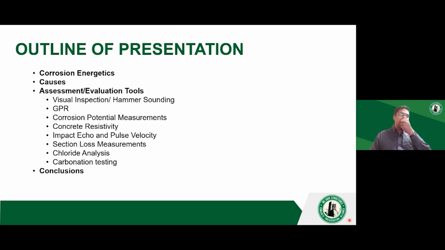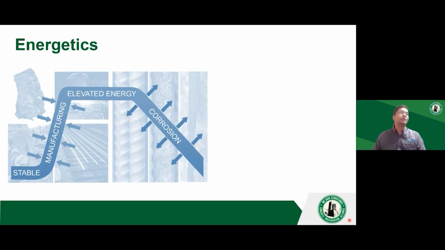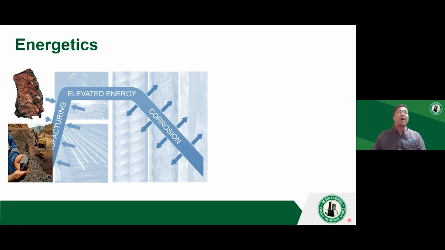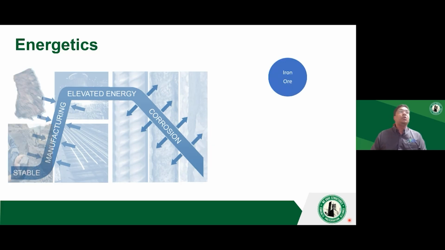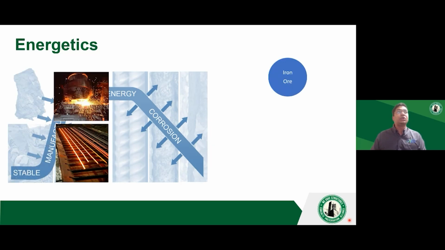In today's presentation, I'll briefly talk about the energetics of corrosion, why it happens, how it happens, and then go into details about what typical investigation tools we use to assess the condition of our parking structures, and then go into the conclusions. So when we are talking about steel in concrete, we never find steel as is in nature. We always find steel in the form of iron ore. And these iron ores are pretty brittle and they do not possess any engineering properties, so to speak. And that's why we need to process them, add a lot of energy into it so that we can get a very usable product like steel, cast iron, ductile iron, or wrought iron.